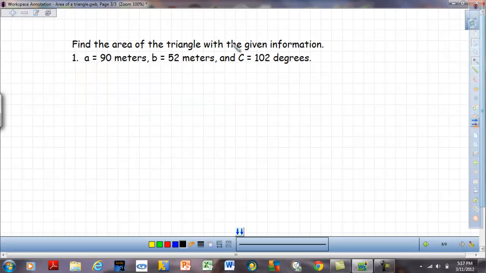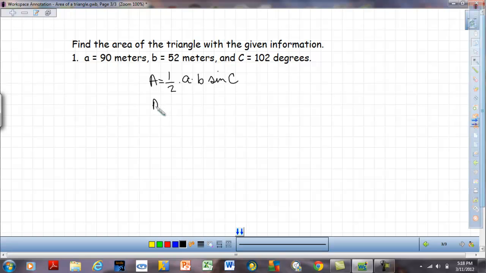I want to find the area of the triangle with the given information. I've got little a is 90 meters, little b is 52 meters, and angle C is 102 degrees. So again, my formula: the area of a triangle will equal 1/2 times one of the sides that I'm given, which is A, times another side that's given, which in this case is B, times the sine of the angle that's between them, which in this case is angle C.